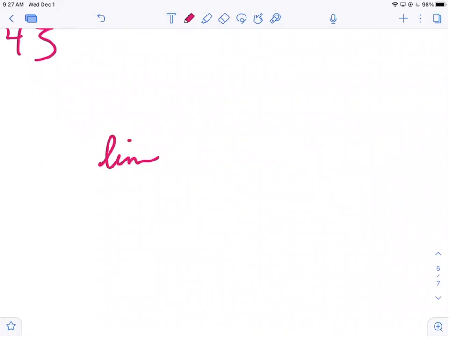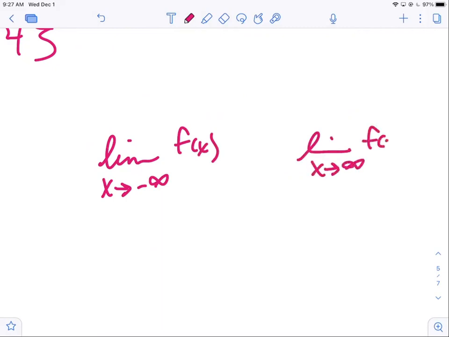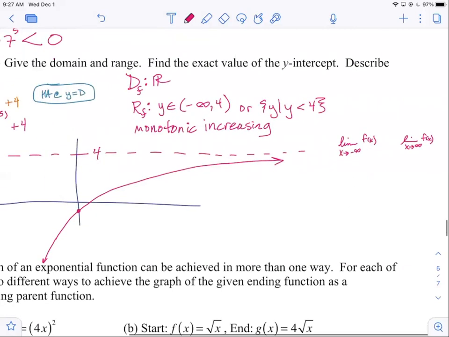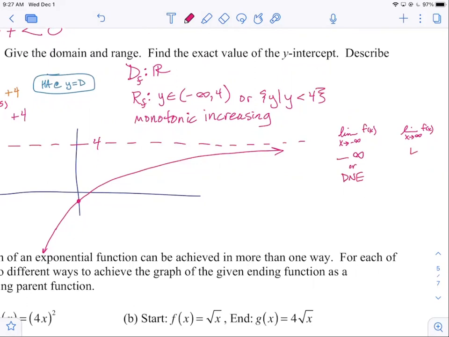We'll take the limit as x goes to negative infinity of f, and the limit as x goes to positive infinity of f. Once you have the graph, it's pretty easy just to look at your graph and get the answer. What would be the left end behavior? Negative infinity, or does not exist? And what would the right end behavior be? 4. Good. It's approaching 4. Yes, it gets infinitely close to 4 from below.